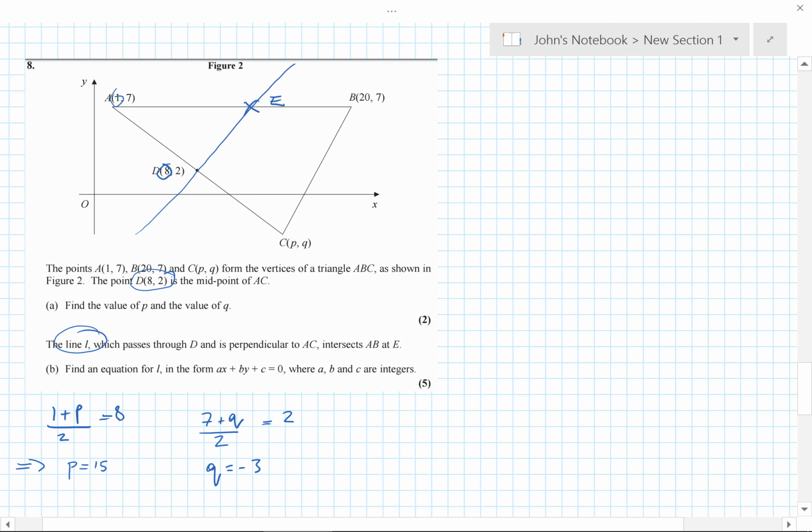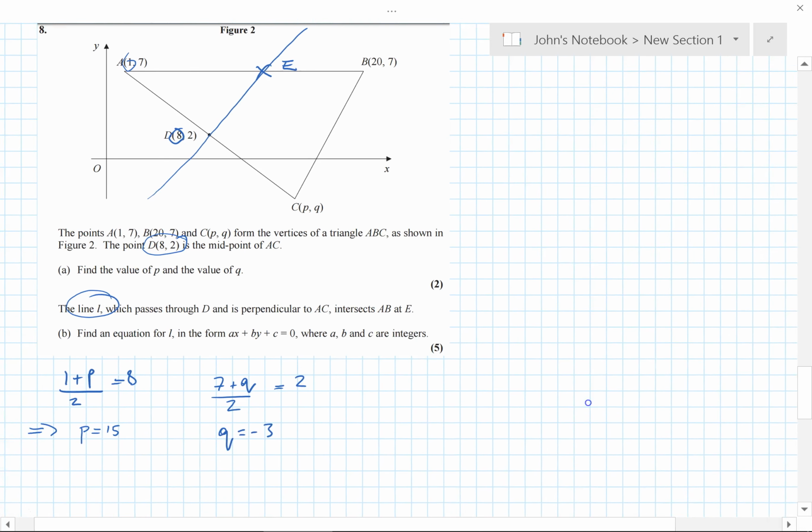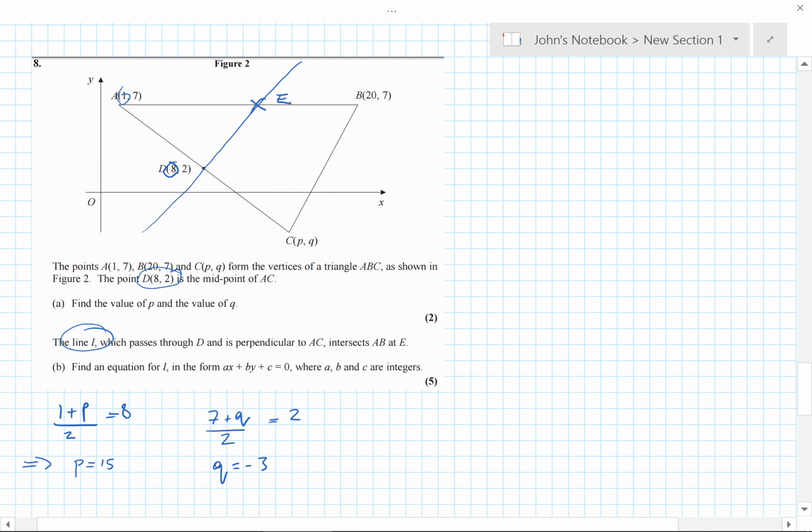Okay, so find an equation for L in the form ax + by + c = 0, where a, b and c are integers. I have a feeling I might have left a part of the question out, so we'll bring that up in a moment. There must be a part C here, because there's no mention of E in part B, so we'll find that in a sec. Anyway, let's get on with it.